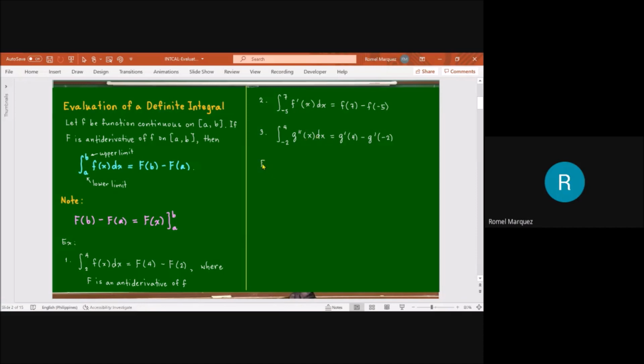So let's now proceed to actual evaluation of definite integrals. Evaluate the given definite integrals.